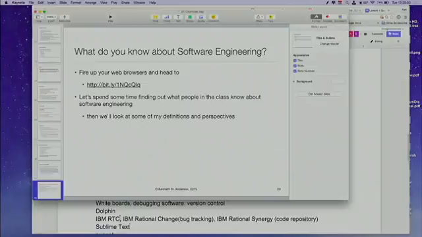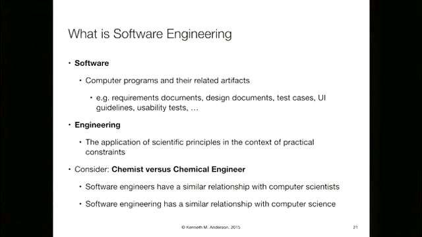All right, so here's a couple of definitions that I've used over the years. One way to break down software engineering is to look at the two terms in particular. So software is computer programs and their related artifacts. The key part there is "and their related artifacts," because we all are familiar with programs and taking source code and compiling them to binaries and launching them. But then there could be requirements documents, design documents, test cases, UI guidelines, usability tests. All of those things we like to think of as the software, not just the bits, but everything in context that was used to develop those bits.